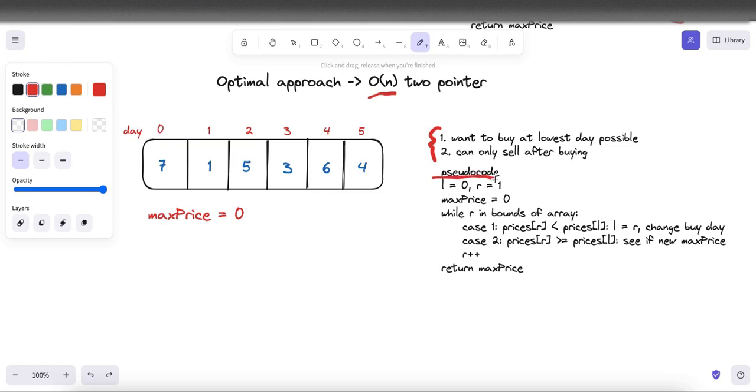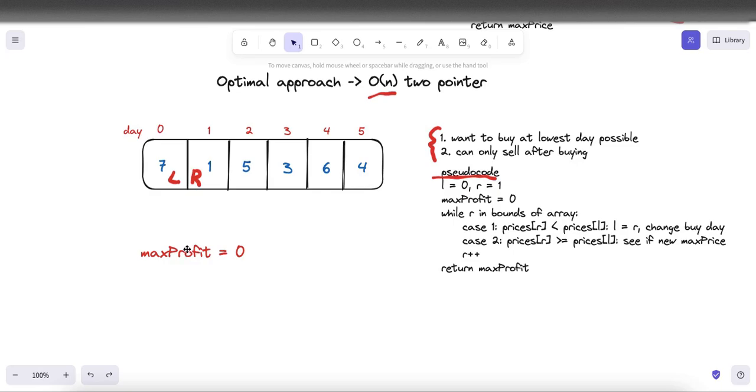We have here pseudocode, and we see that what we can do is initiate two pointers. One is a left pointer, which starts at day 0, and one is a right pointer, which starts at day 1. The left pointer indicates the day we are buying the stock, while the right pointer indicates the day we are selling the stock. And of course, since we can only sell the stock after buying the stock, the right pointer must be initiated at day 1. We start off our algorithm with a max profit of 0.